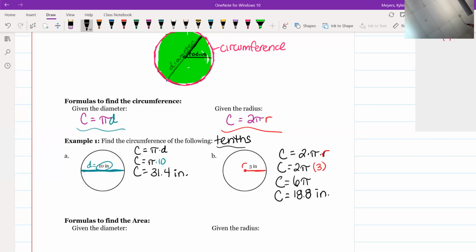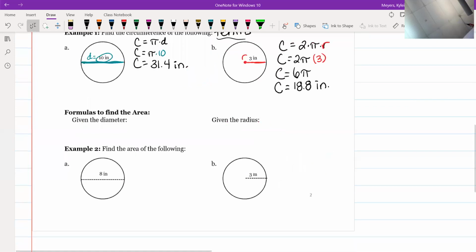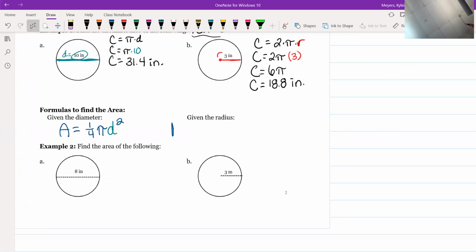We have one more thing we want to find. We want to find the area. If you're given the diameter, your area is 1/4 pi diameter squared. So that's a really long equation. If you're given the radius, the area equals pi times your radius squared.